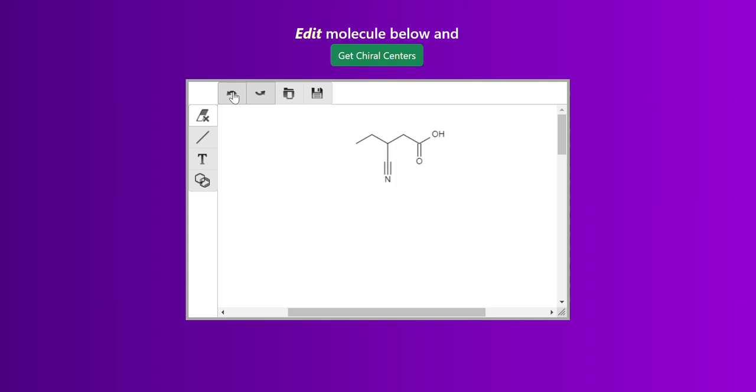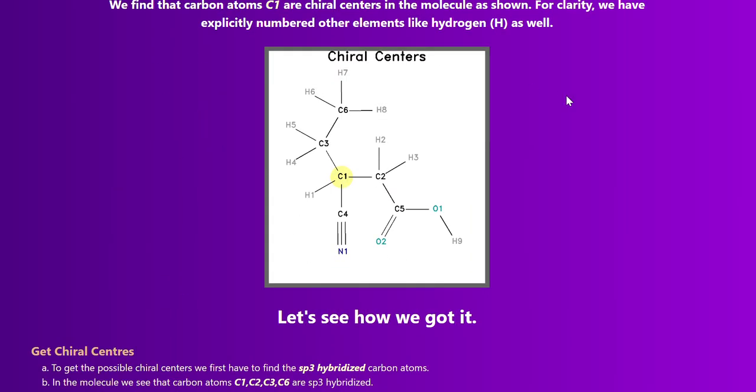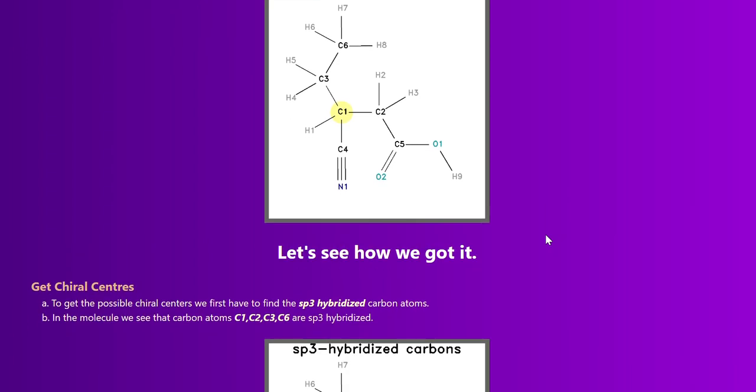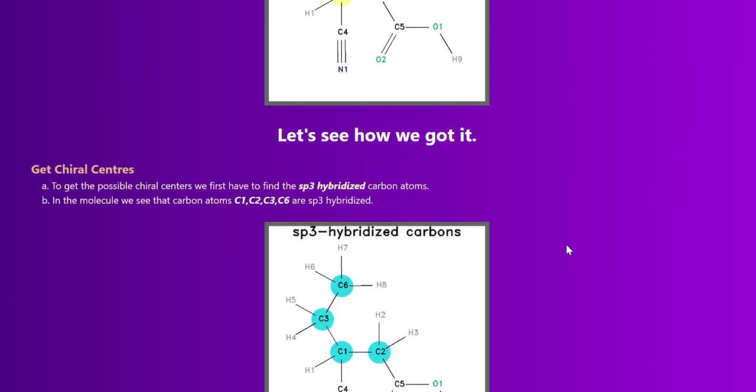Okay, so what happens after editing when I push this button? It analyzes this molecule and it says that among all the carbon atoms, it's found C1 to be the chiral center in the molecule. It has numbered all the atoms, including the hydrogens. Moreover, it also shows how we arrived at this answer that C1 is the chiral center.